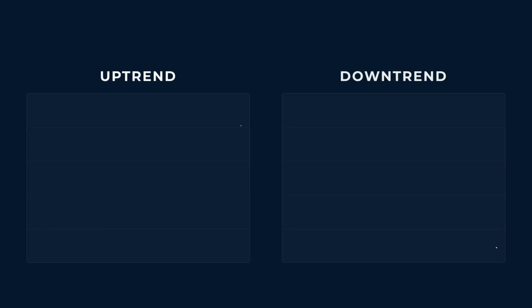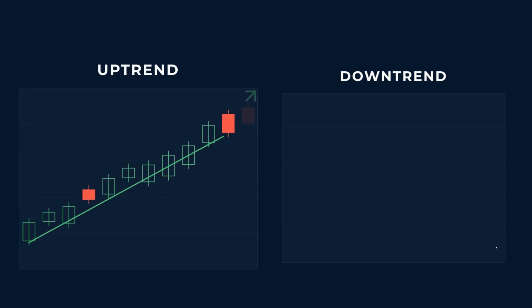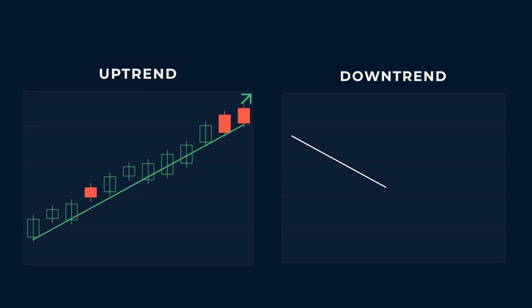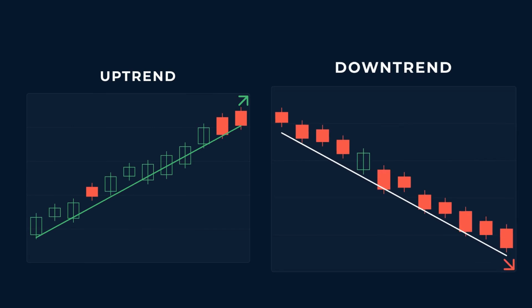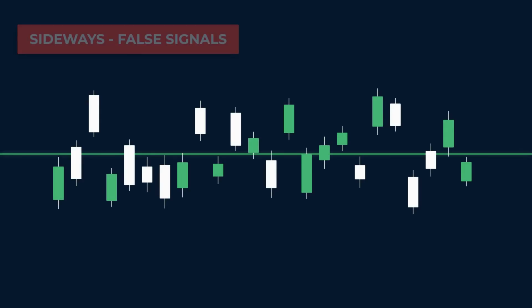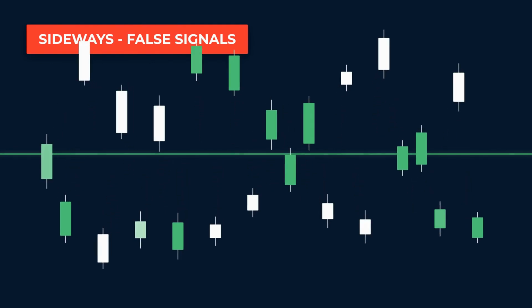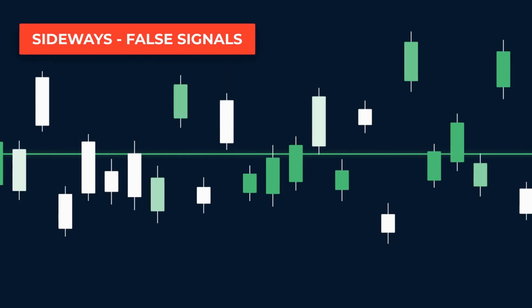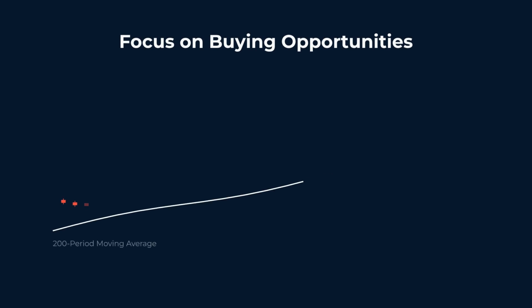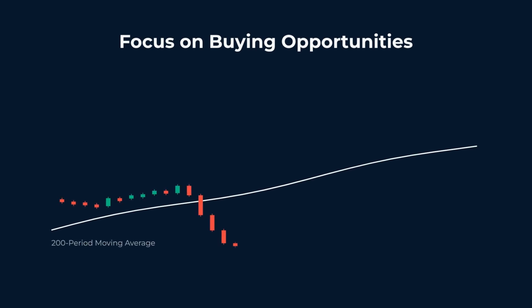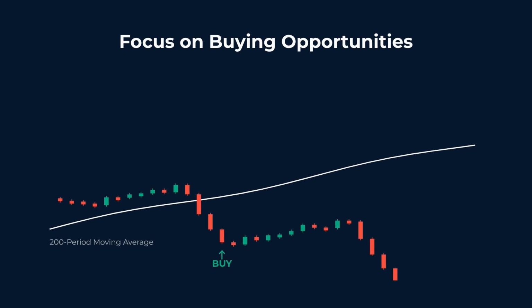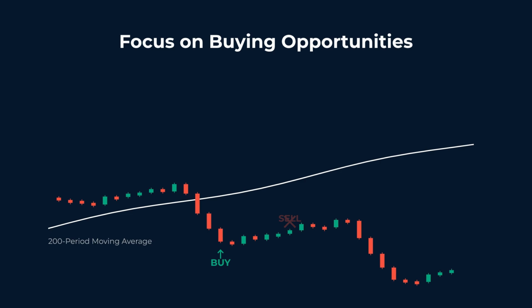The simplest use is identifying market direction. If the moving average is moving upward and price is mostly above it, the market may be in an uptrend. If it's moving downward, the market may be in a downtrend. If the moving average is flat and price is crossing above and below it many times, the market may be sideways. In sideways markets, moving averages can give many false signals. Always ask, is the market trending or sideways? Use it as a trend filter to decide which direction you should focus on. If price is above the 200 moving average, focus more on buying. If below, focus more on selling.